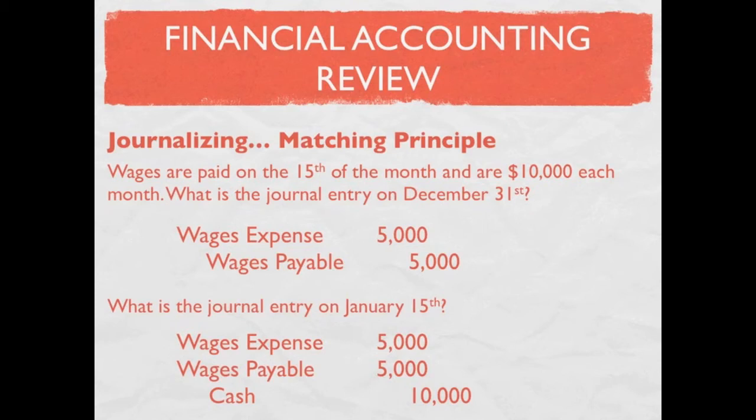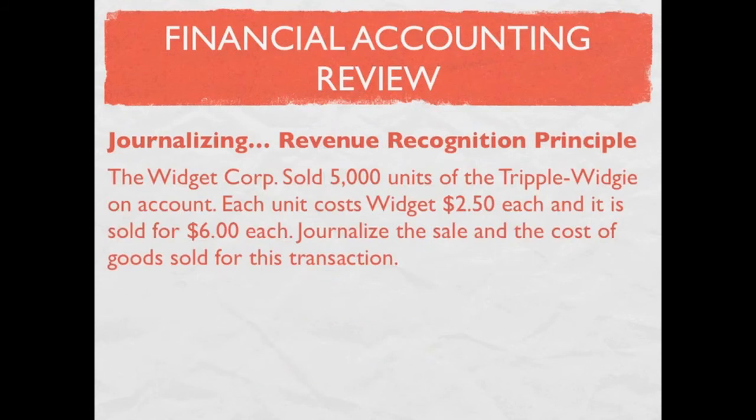Another principle I want you to recall is the revenue recognition principle. Remember, the revenue recognition principle requires that you record revenues when revenues are earned, not necessarily when cash is received. So, for example, the Widget Corporation sold 5,000 units of the triple widget on account. So recall what that means, on account. That means we're not receiving cash right away. We'll get paid later. So we need to journalize an account receivable, not cash.